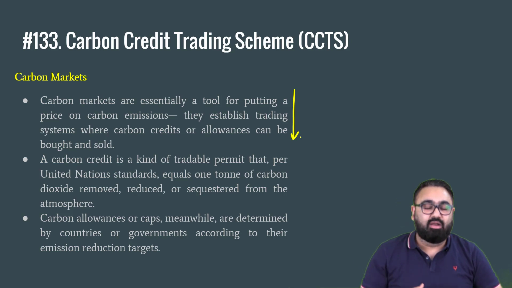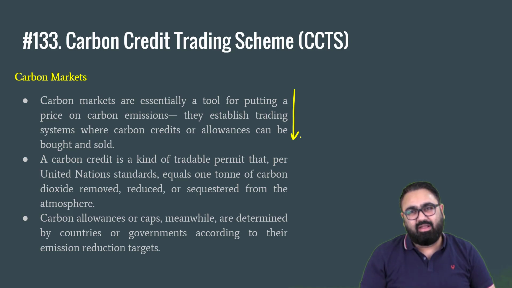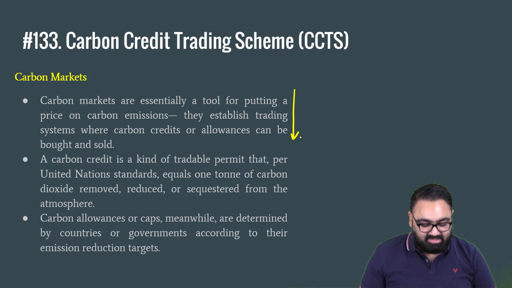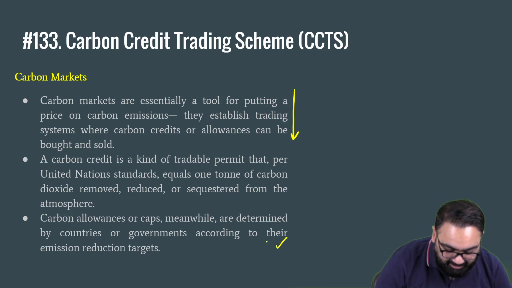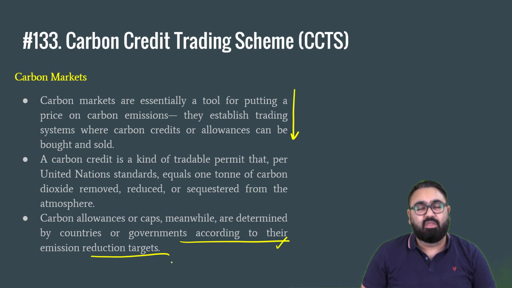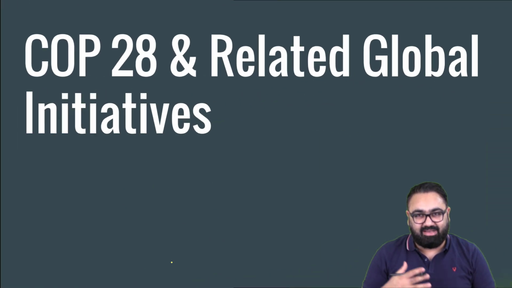And countries who are not polluting as much as they can get benefits out of it because they can sell all their credits. These carbon allowances are determined by governments as per their own emission reduction target. Whatever the government decides that this is how much we can manage, based on that they will divide these carbon credits.